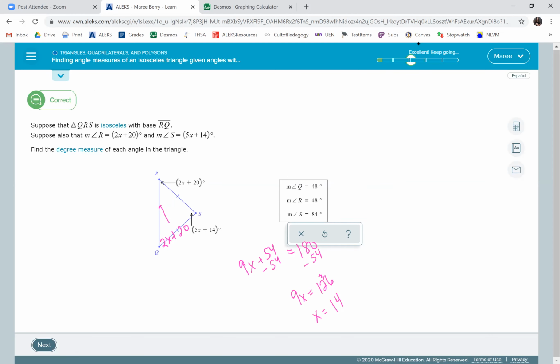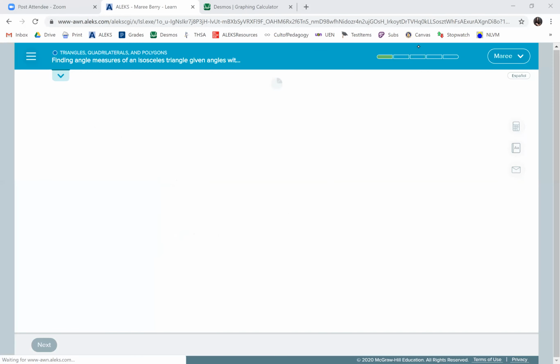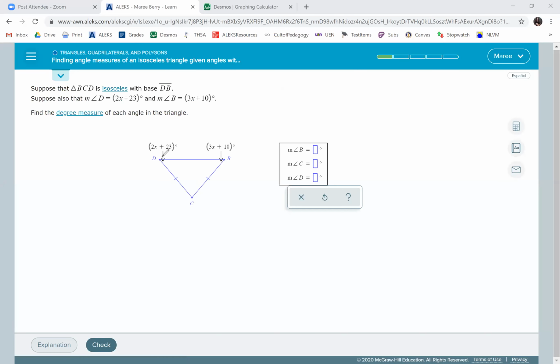Okay, let's try another one. These two have to be equal to each other because these are the base angles. So if I do 2x plus 23 equals 3x plus 10, I can subtract 2x and then minus 10. So 13 equals x. 23 minus 10 is 13. Okay, so x is 13.